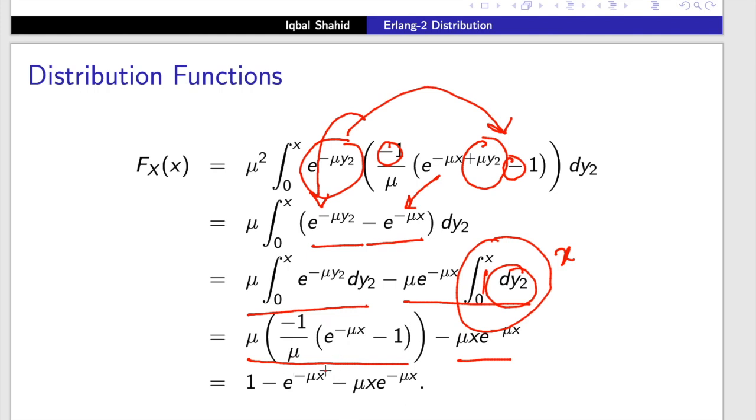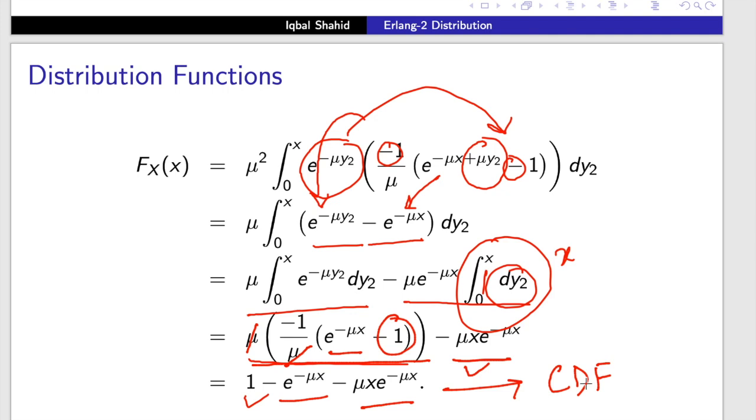Okay, and then if we simplify it again, you will see that there will be some terms which will be cancelled again. So we will have 1 here, and then we have e to the minus mu x. If we come here, then you will see that this is simplified as, so this one is actually this, this, and this. And this guy is this guy, and this guy is just this guy. Okay, so this is our CDF for our Erlang 2 distribution.